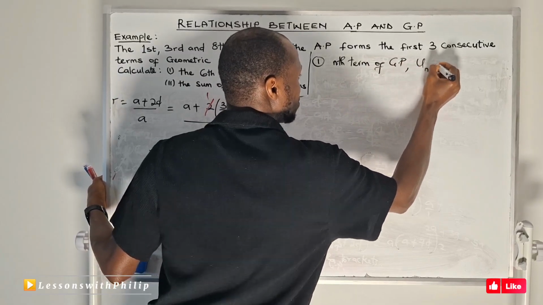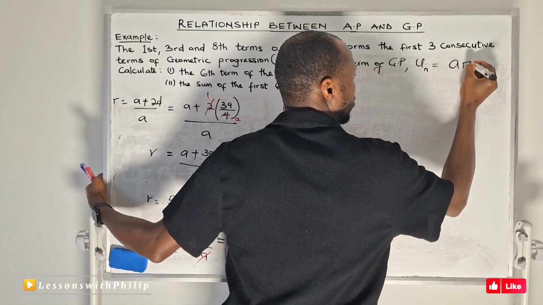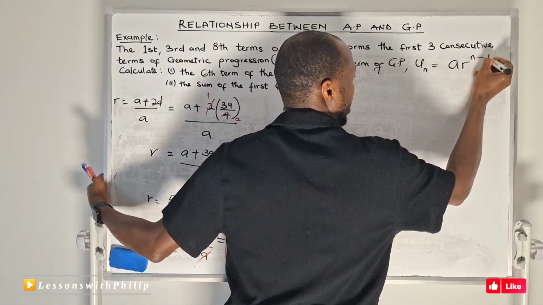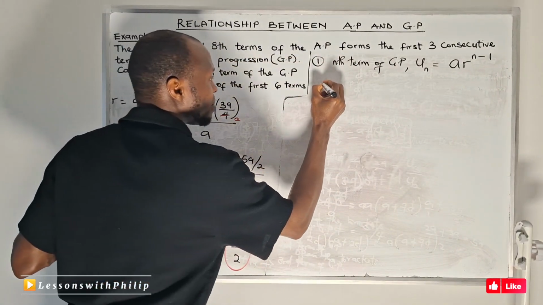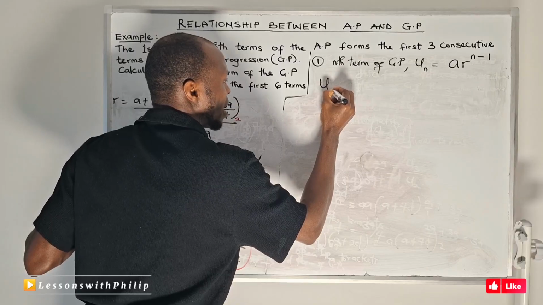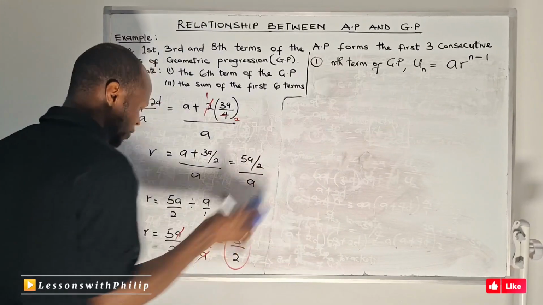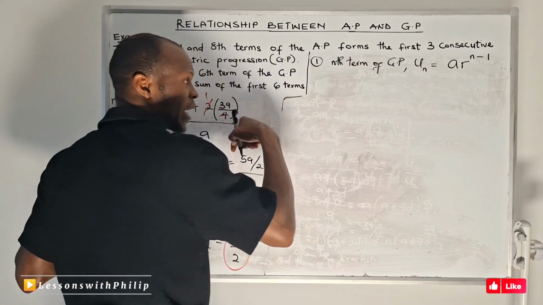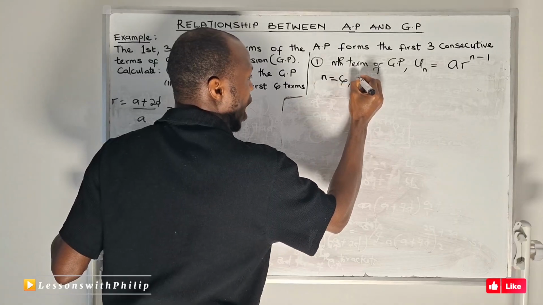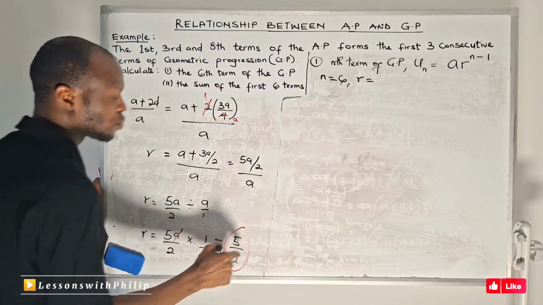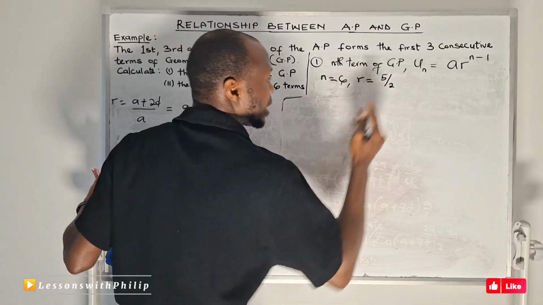The nth term of a GP equals a r to the power n minus 1. Okay? That shows that if we have to get our sixth term, don't forget that from this formula, our n will be equal to 6. Our r, we have gotten our common ratio to be 5 over 2. What else do we need? That is the only thing we need.